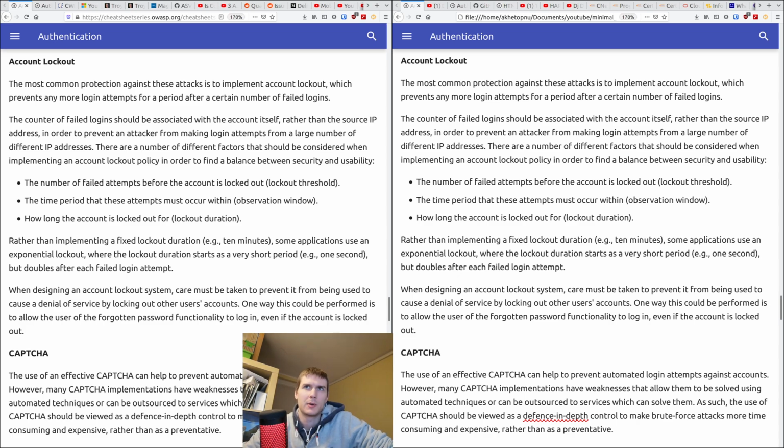Account lockout. The most common protection against these attacks is to implement account lockout, which prevents any more login attempts for a period after a certain number of failed logins.